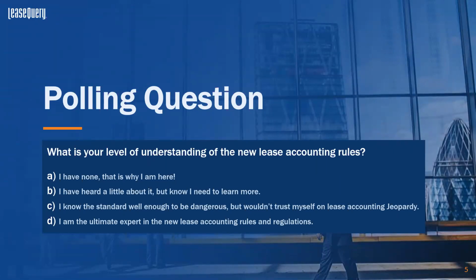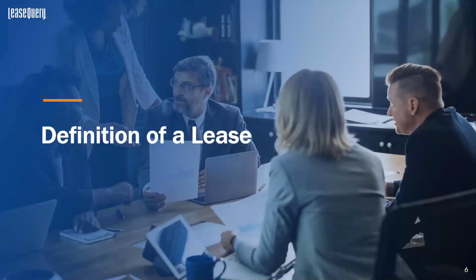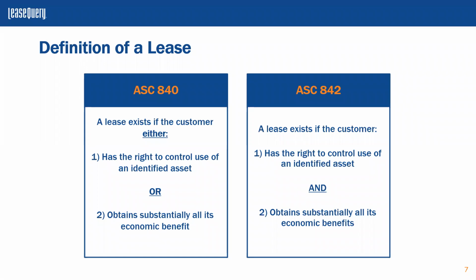As I mentioned, we're talking about the new rules, so we're going to begin with the definition of a lease. You'll hear me refer to the old rules and new rules a lot today. That refers to ASC 840 and ASC 842, which are the FASB's accounting standard codes. So ASC 840 is the old rules, and ASC 842 is the new rules.